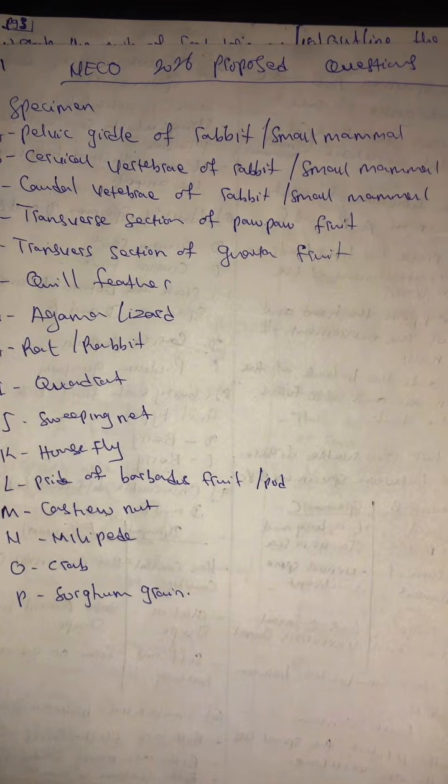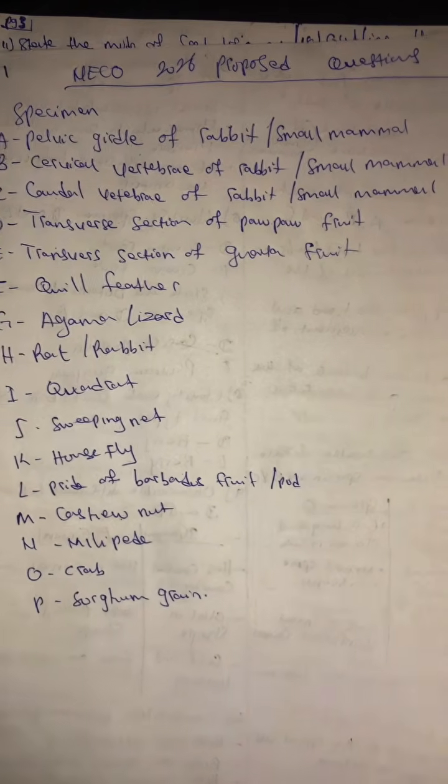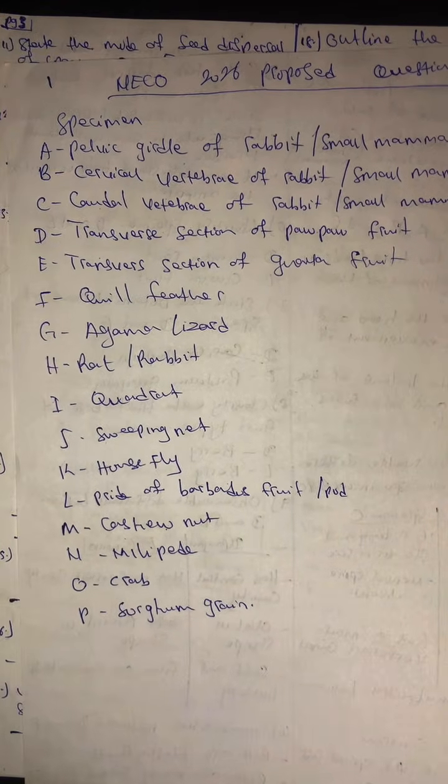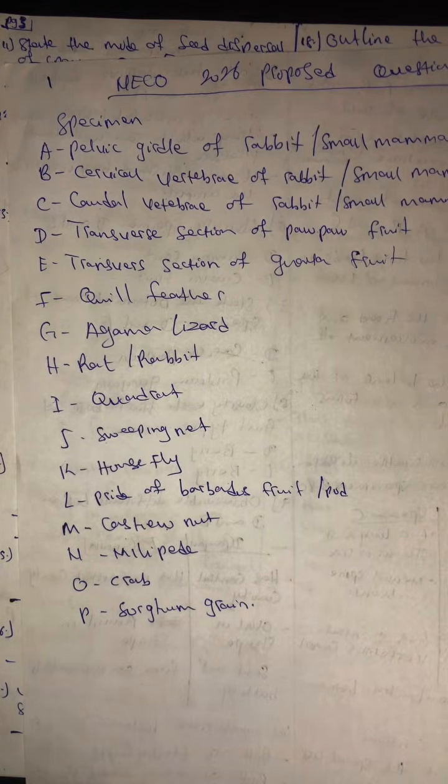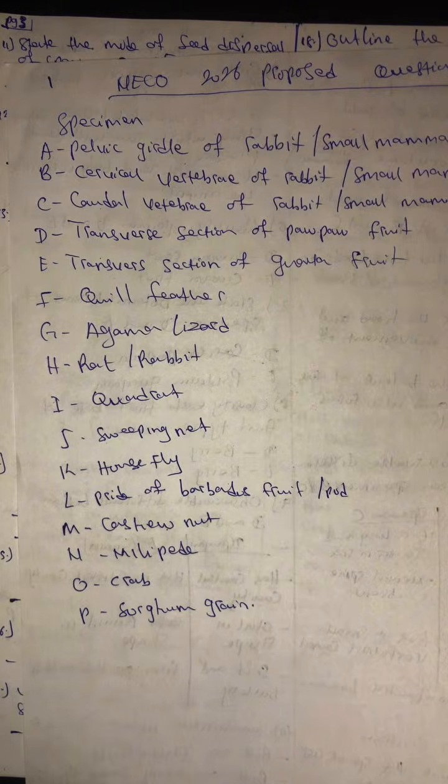You can say, when we get to the bridge, we'll cross it. Do you get that now? Let me just quickly read through. D is the transverse section of pawpaw fruit, E is the transverse section of guava fruit. F is a quill feather. G is an agama lizard. H is a rat or rabbit. When we get there, I'll let you know. If you're given a rat, whatever I'm telling you now, you'll be writing it based on rat. And if it's a rabbit, you're writing it based on rabbit. Did you get that? I is a quadrant.